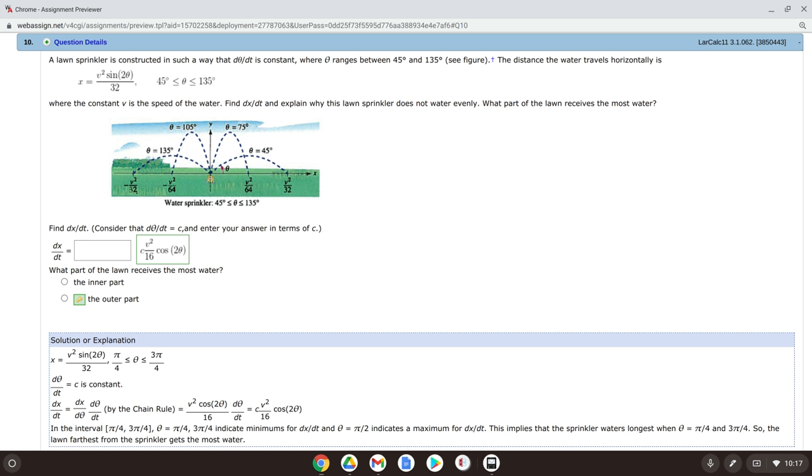Now, I love this little explanation. The question is, what part of the lawn receives the most water? I highly encourage you to pause the video and read this, because I think it's a really good explanation. Then I encourage you to pause the video and see how that box relates to this picture up there. And I hope this helps. Boom!